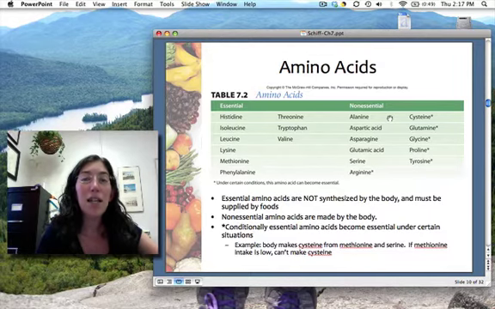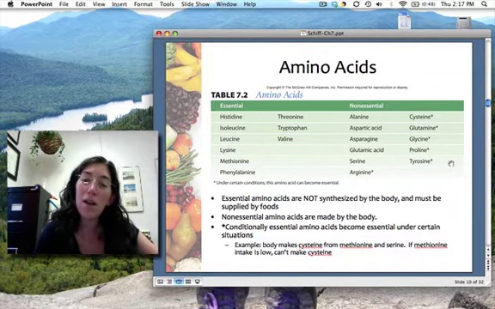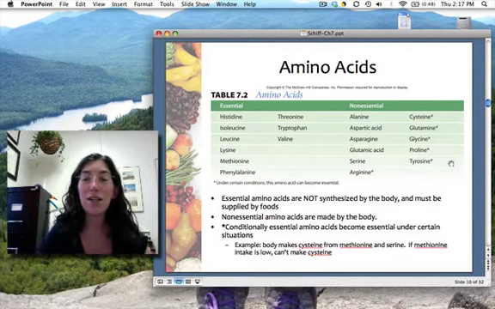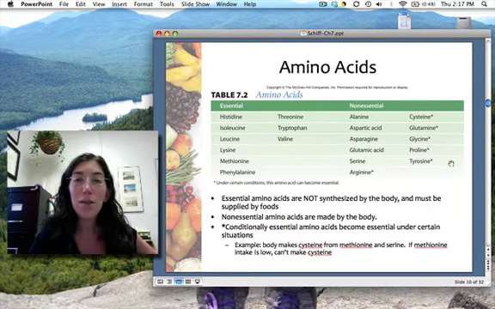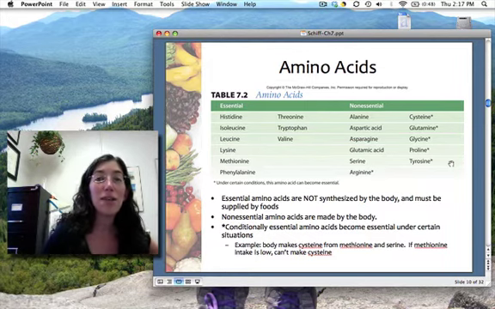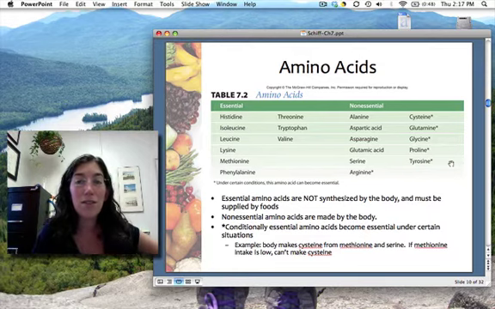And there are 11 non-essential amino acids, okay? Then you have the ones here that have stars next to them. Those are the conditionally essential amino acids. So what does that mean, conditionally essential? It means that under certain circumstances, they become essential. Under certain circumstances, our body can't produce them and we have to get them from food.